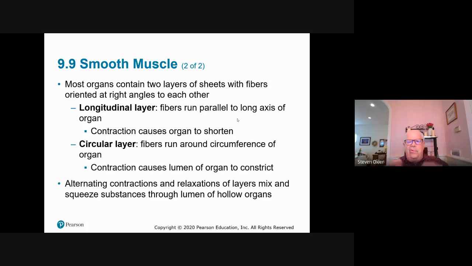This is how you swallow. This is how all food gets from your mouth to your anus. It's called peristalsis, smooth muscle contraction in your digestive tract moves food from your mouth to your anus and then out to the outside world. Also in the bladder, you're able to urinate because of smooth muscles. And you can control that.